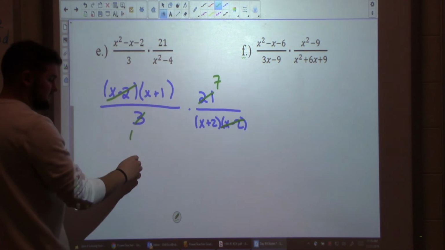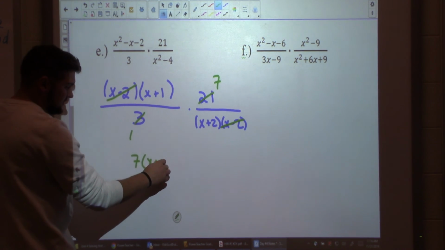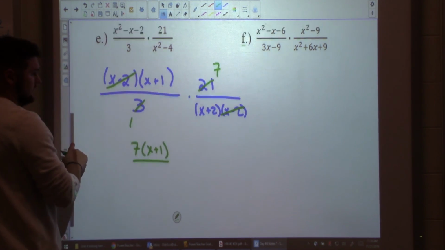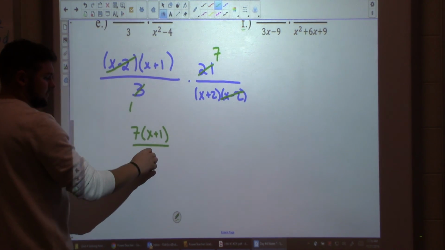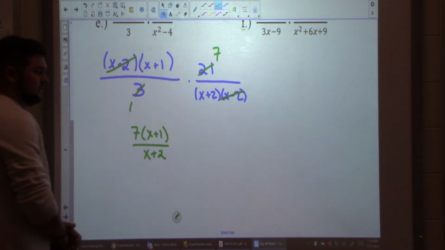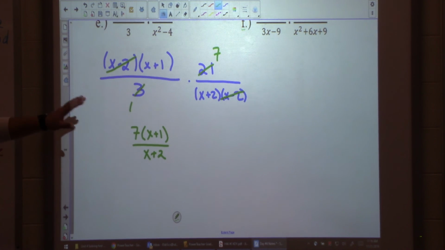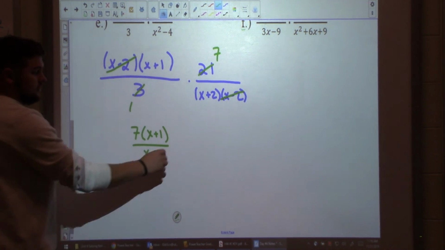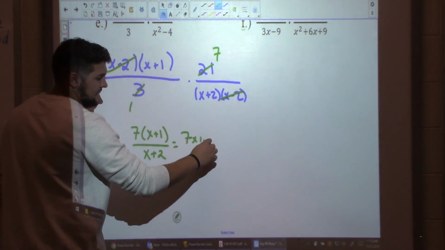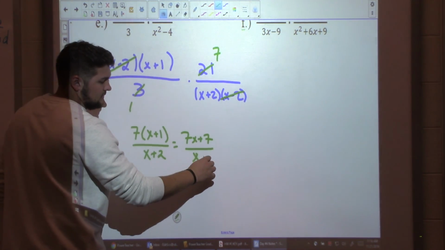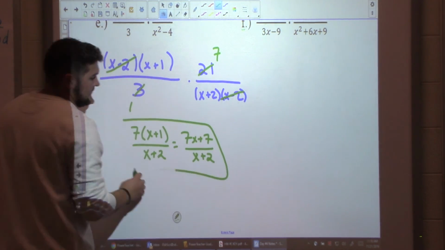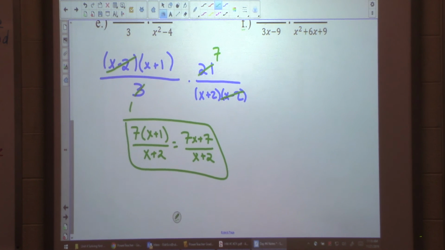X plus 1 times 7, or 7 times x plus 1, over 1 times x plus 2, which is just x plus 2. You can leave your answer like that. That's perfectly fine. Or you can do 7x plus 7 by distributing over x plus 2. Either one of those are good answers. No, you cannot cancel the x's out. Absolutely not. Biggest mistake. People just start crossing x's off. Don't do it. Don't fall in the trap.